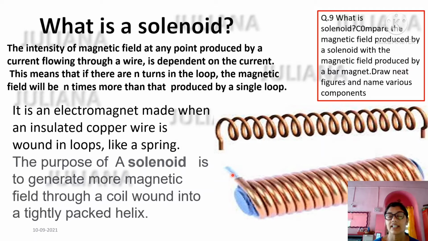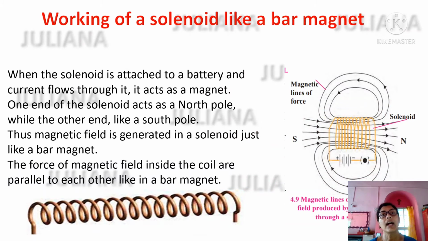Okay, so that is a solenoid. It's an electromagnet which is shaped in the form of a helix or in the form of a spring. What is the purpose of having a solenoid? As I explained to you already, it is to generate more magnetic field through the coil, which is wound here like a helix or like a spring. Now, how does the solenoid work?